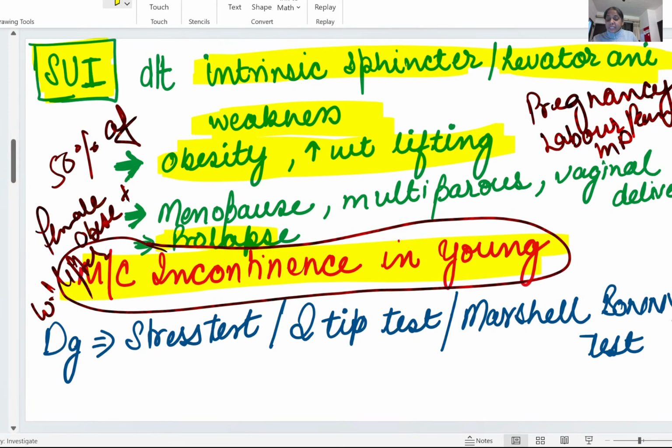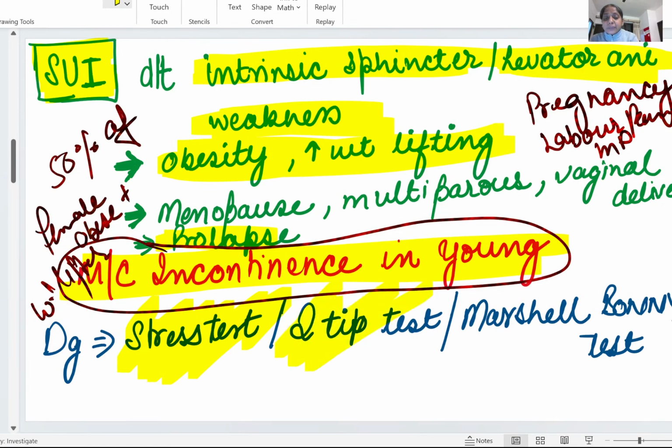And what are the investigations? What are the tests which we do? Stress test. What are the stress tests? We make the patient lie down in the lithotomy position and we tell the patient to increase the abdominal pressure, that is, to cough or laugh. If urine comes out, then the stress test is positive.